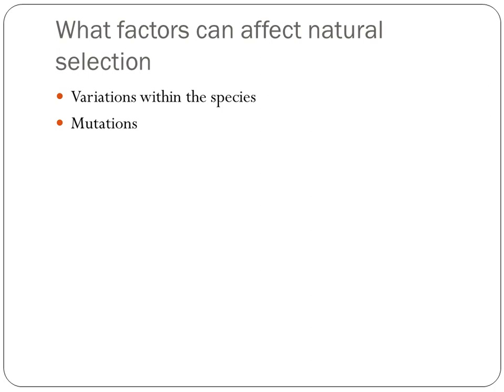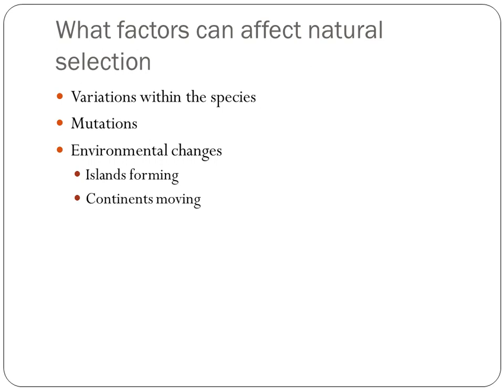There are also the mutations that can occur. These are basically just more extreme versions of variations. Then there are the environmental change impacts that can occur. For example, an island could form like we saw in our most recent investigation. An island forms, it separates them, and they evolve differently. We can also see continents moving, such as Pangaea as it broke up. And flooding could impact it as well.